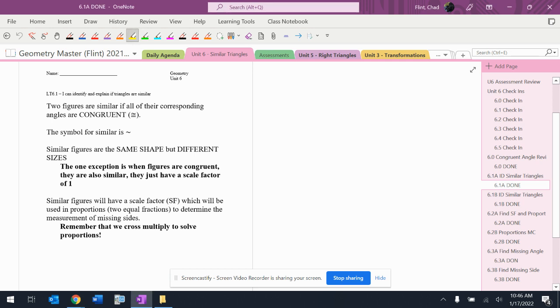If we were just talking about similar, two figures are similar if all of their corresponding angles are the same. What's going to happen is the sides are not going to be congruent. They're going to be proportional. We'll talk about what that means as we go through and do some of the problems, but that's what we're looking for.